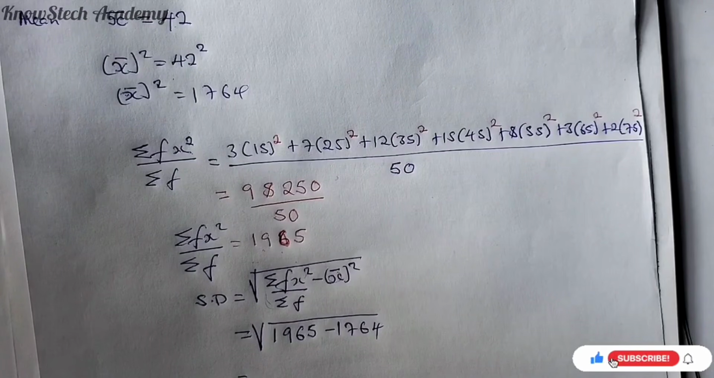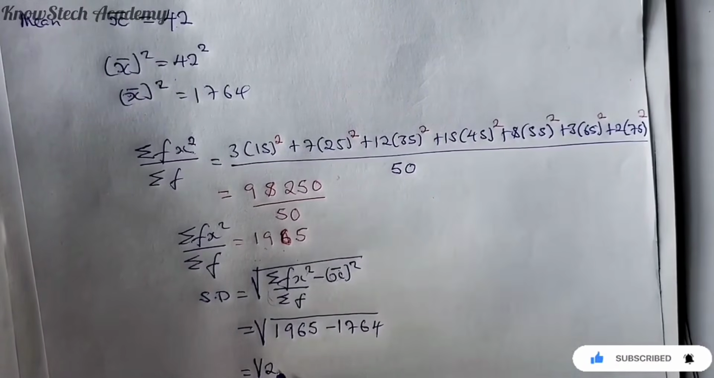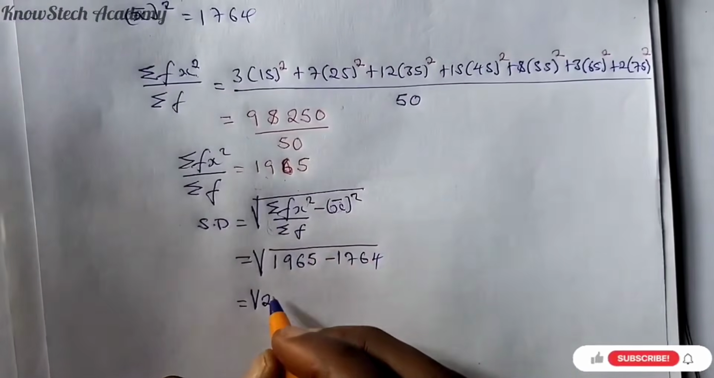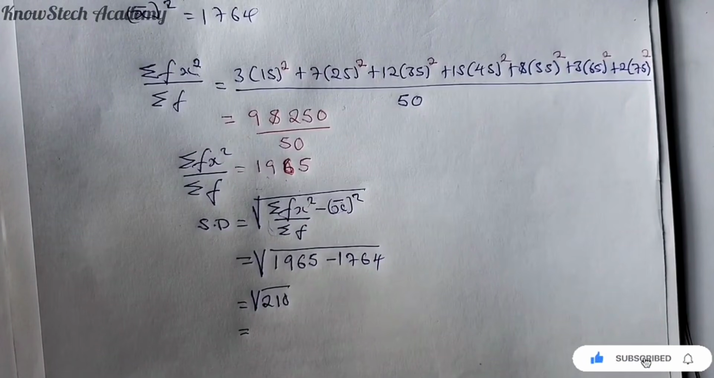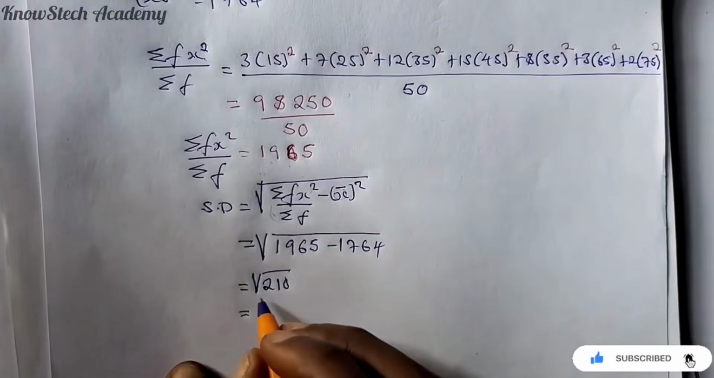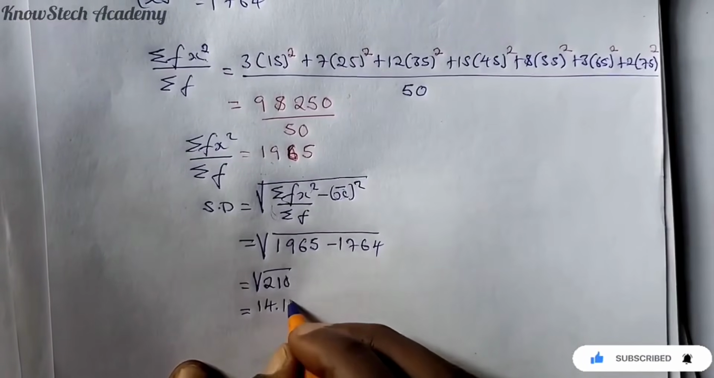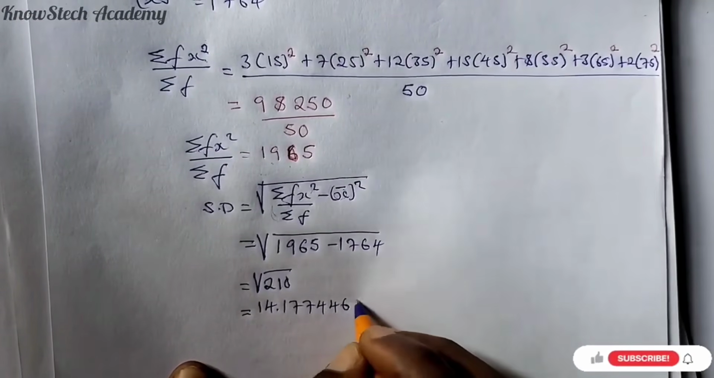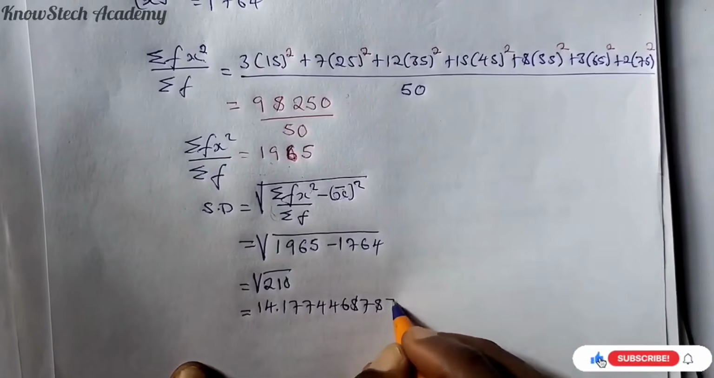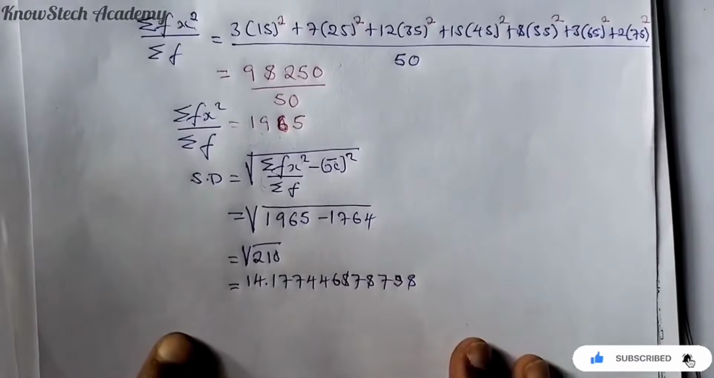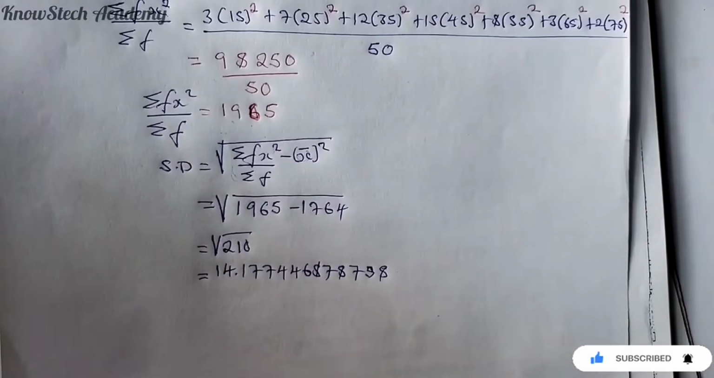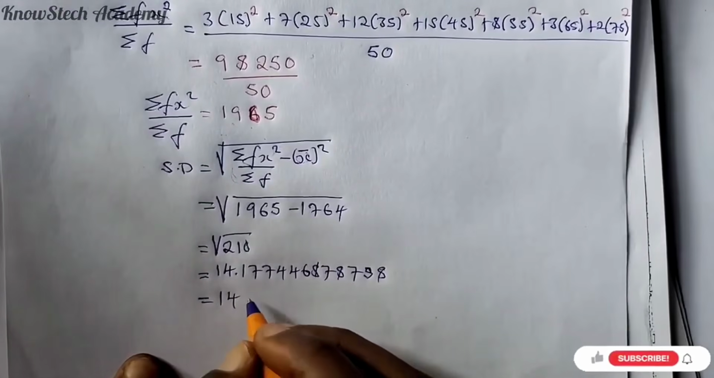So when you subtract 1,765 minus 1,764, we're going to have 210 inside. Then let's find the square root of 210. The square root of 210 is 14.177446877878758. When you round this off to two significant figures, we're going to have 14.